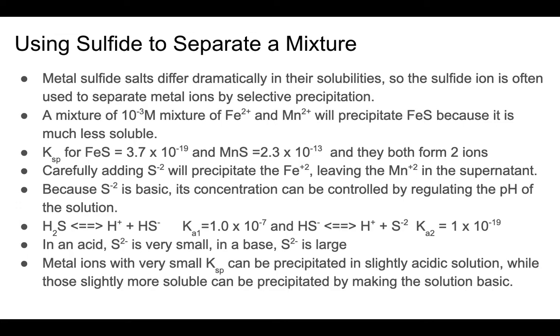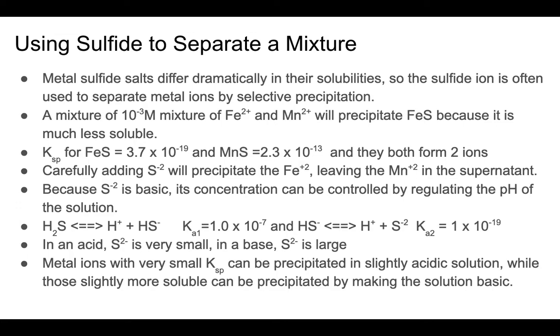Sulfide is a very common example of something that is used to separate metal ions. Metal sulfide salts often have very different solubilities. So that makes sulfide very excellent for selective precipitation. It will precipitate one ion but not another because they have very different solubilities. Let's say we have a mixture of 10 to the minus 3 molar, 0.001 molar iron plus 2 and manganese plus 2. And we add sulfide, S minus 2 to that.